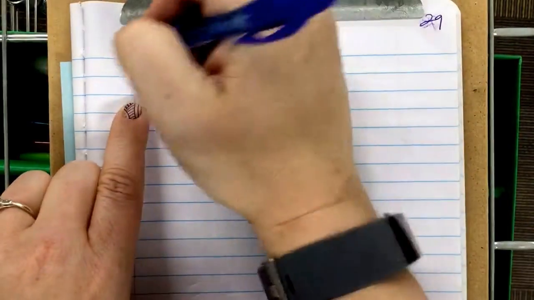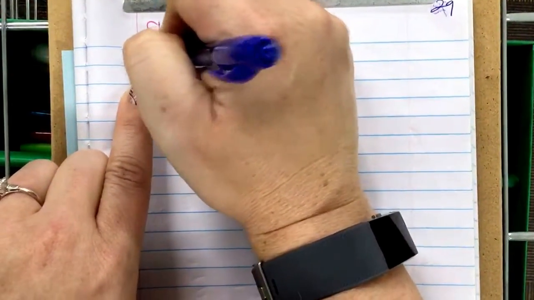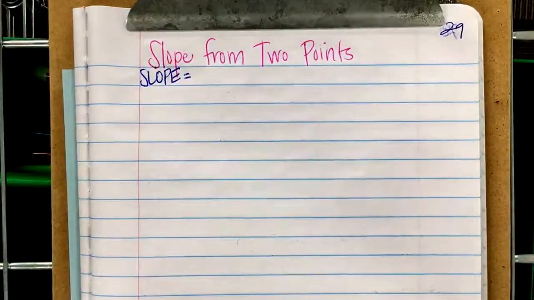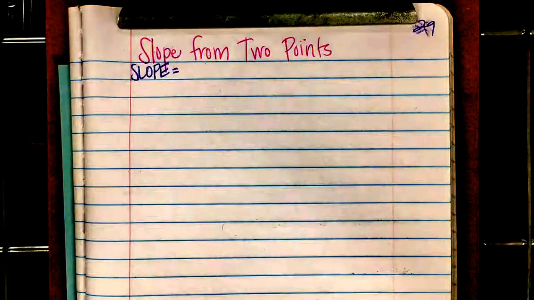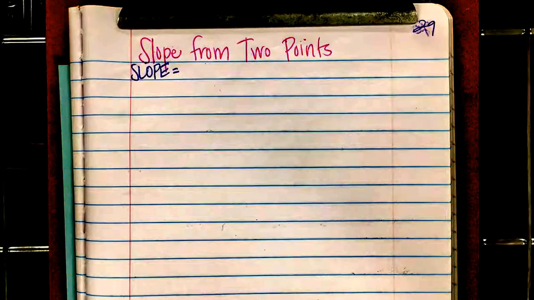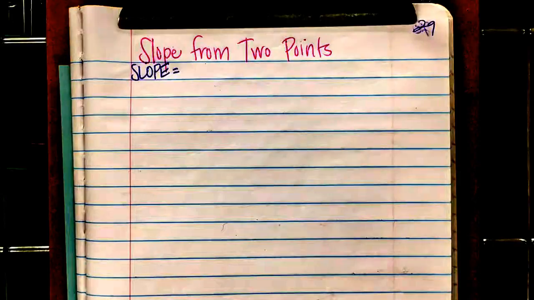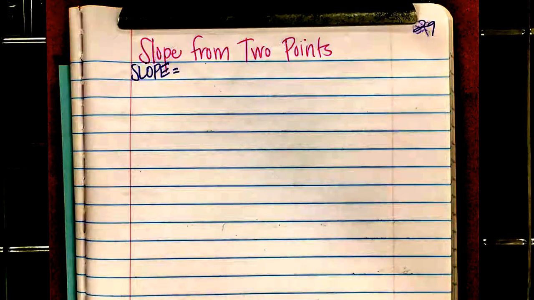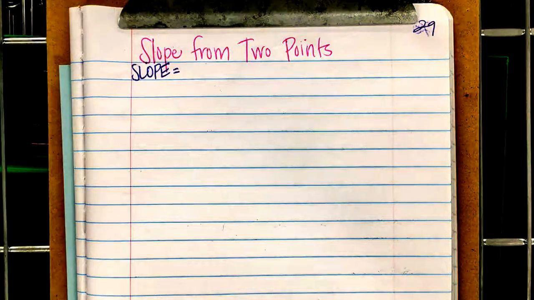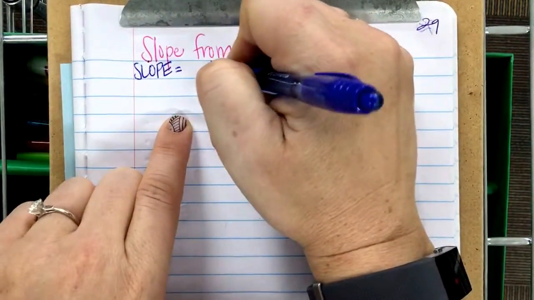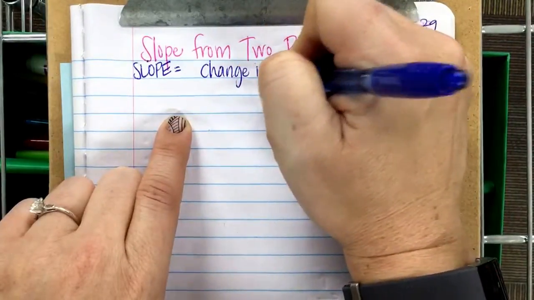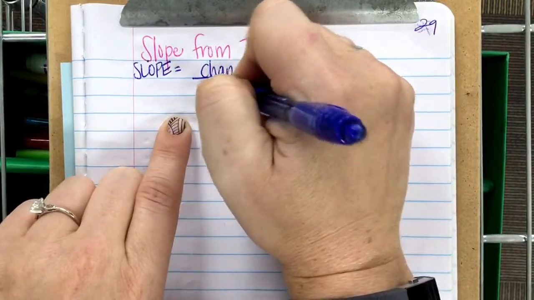Yesterday we talked about slope, which is the constant of proportionality, which is rise over run. I get it, if you have a visual, if you have a graph, it's rise over run. But what's the formula for slope? Yes, rise over run. That's not what I'm asking. What's the formula for constant of proportionality? What's the formula for slope? Change in y over change in x.